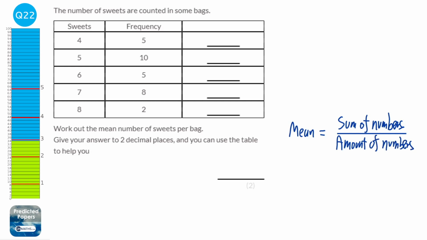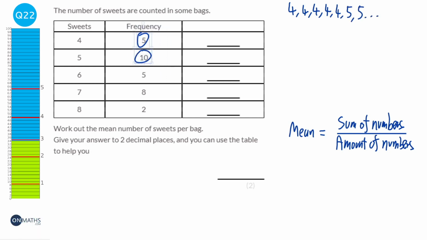Now, when we're given the numbers in a frequency table, it's a little bit more tricky to find the sum of the numbers and the amount of the numbers, but there are some really strong techniques. The first thing I want to highlight is that a frequency table is just saying that there are 5 lots of 4. So we can imagine writing out 5 lots of 4. Okay, and then there are 10 lots of 5. So you can imagine writing 10 lots of 5. I'm not going to, but that's all a frequency table is saying.